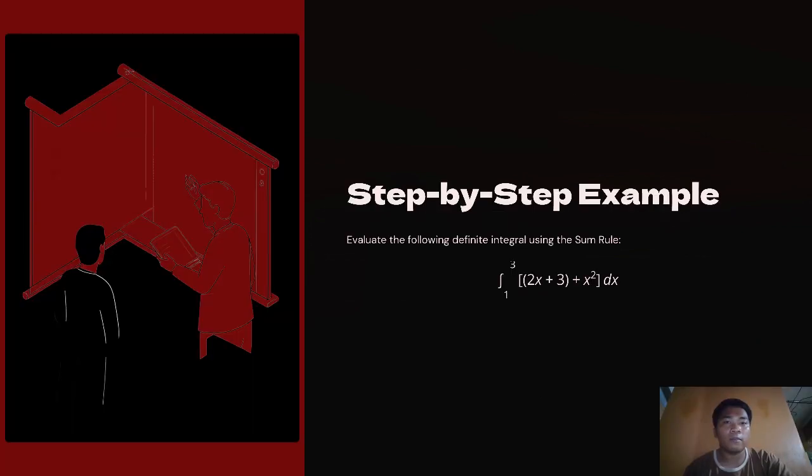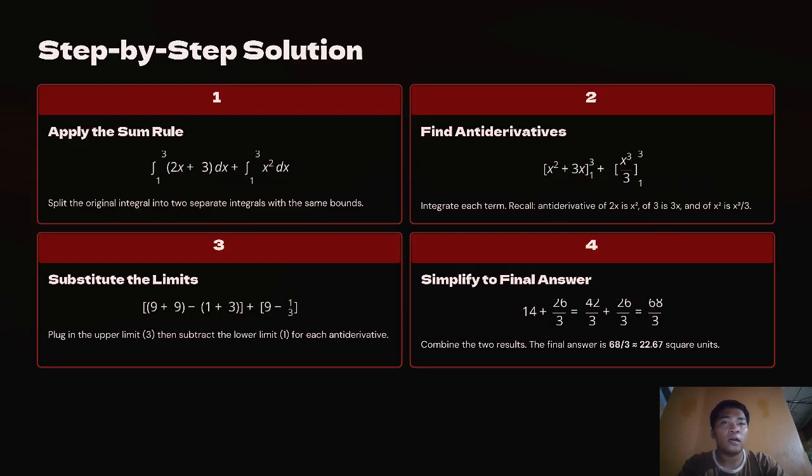Let's walk through a step-by-step example of evaluating a definite integral using the sum rule. We are given the integral from 1 to 5 of the function 2x plus 3 plus x squared. First, we apply the sum rule. This allows us to split the integral into two simpler parts, the integral of 2x plus 3 and the integral of x squared, both over the same interval.